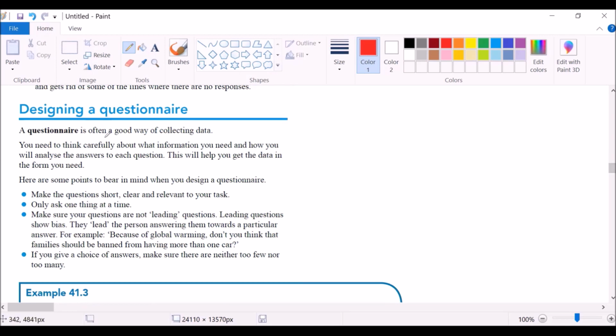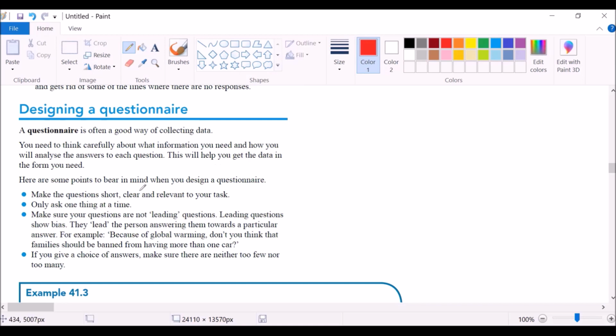Now we move on to designing a questionnaire. A questionnaire is often a good way of collecting data. You list the questions you want to ask on a piece of paper and the respondent will answer the questions. Then you can collect the data you need. So when designing a questionnaire, you need to think carefully about what information you need and how you analyze the answer to each question. This will help you get the data in the form you need.